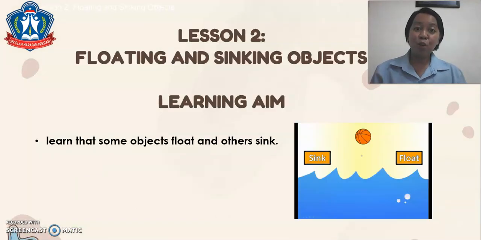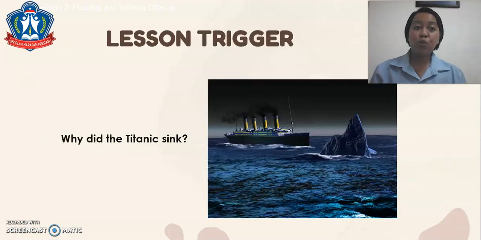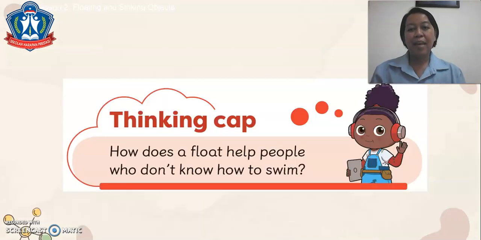For Lesson 2, Floating and Sinking Objects, our learning aim is to learn that some objects float and others sink. For our lesson trigger, the question is, why did the Titanic sink? What do you think, children? And for our thinking cap, how does a float help people who don't know how to swim?